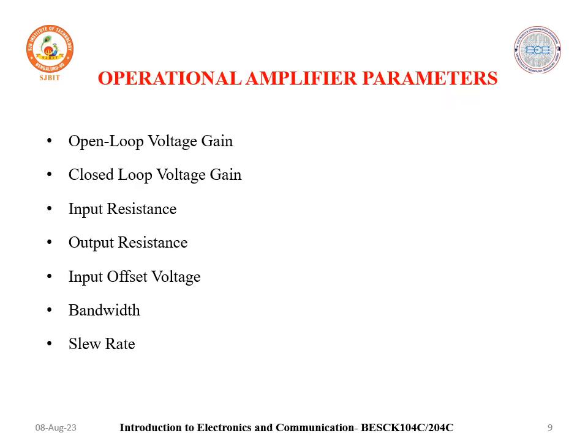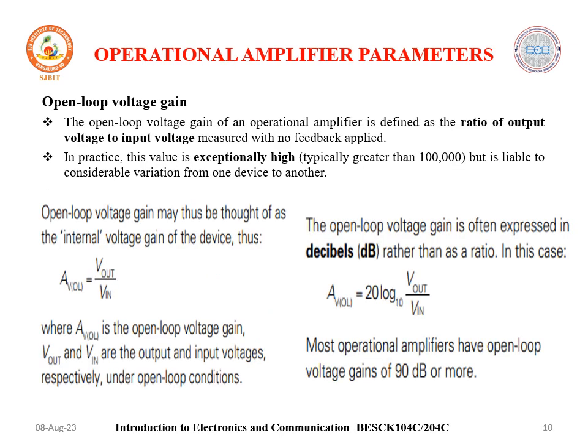Consider the operational amplifier parameters: open loop voltage gain, closed loop voltage gain, input resistance, output resistance, input offset voltage, bandwidth and slew rate. So these are the 7 operational amplifier parameters we are going to consider, and we are going to discuss each parameter in detail.